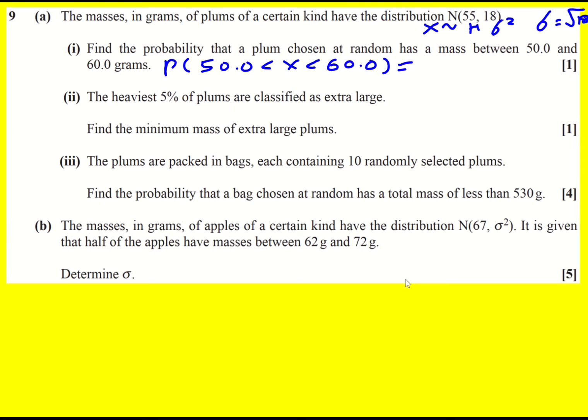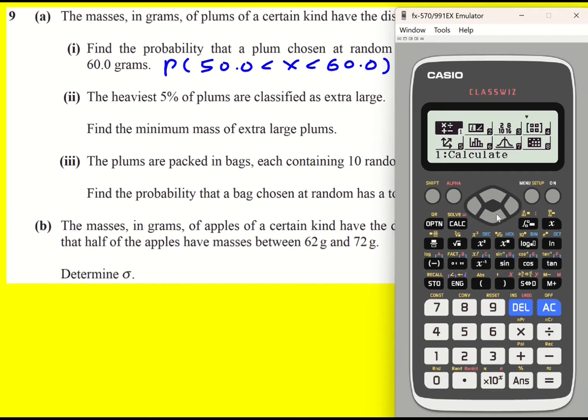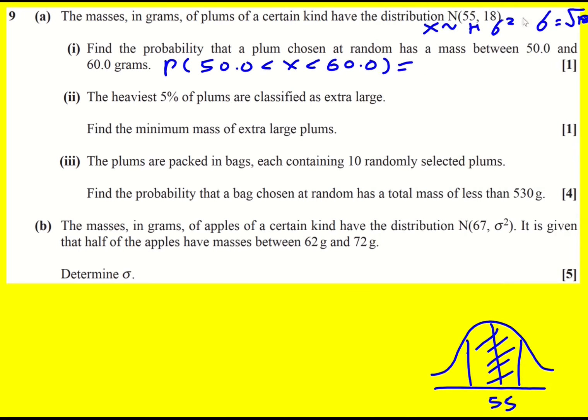So we can put this into our calculator. It's actually performing an integration underneath the normal distribution curve. But we can just put it in. So it's going to be normal CD between 50 and 60, root 18, 55. We get 0.7614 or 0.761.